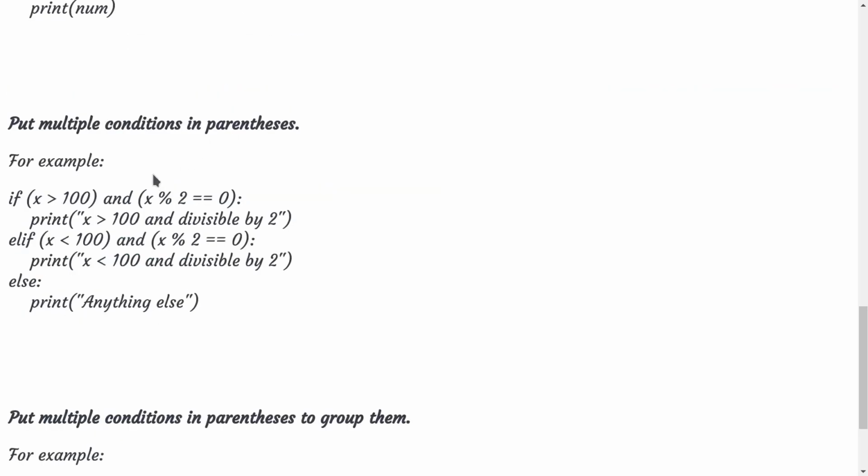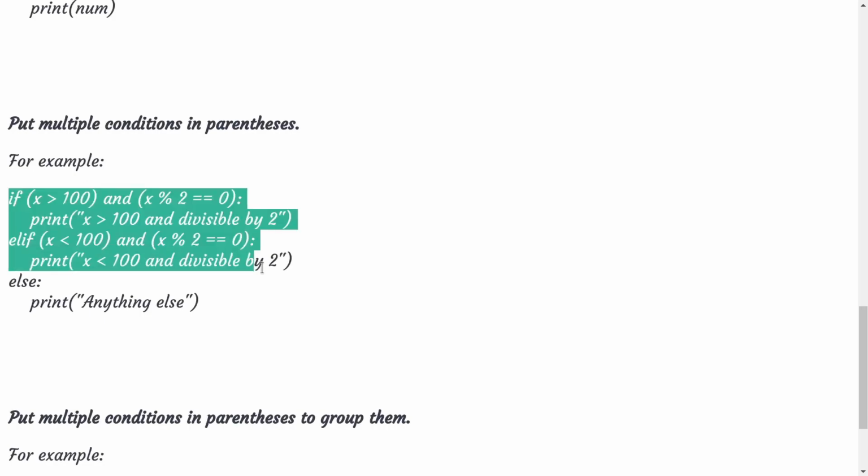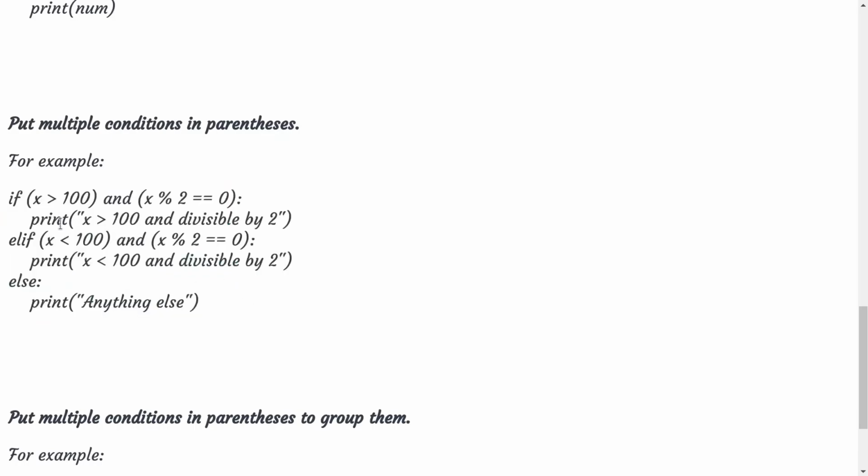The last point that I would like to pinpoint is that when you are working with multiple conditions, always put them in parentheses. As shown on the screen in the first example, we have two conditions. One is x is greater than 100, another one is x is divisible by 2, and we have separated both conditions with the AND logical operator and different sets of parentheses. Second is x is less than 100 and x is divisible by 2, and both of these conditions are in separate sets of parentheses and separated by the AND logical operator.